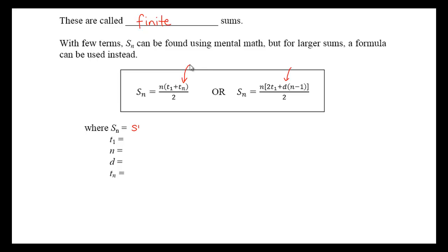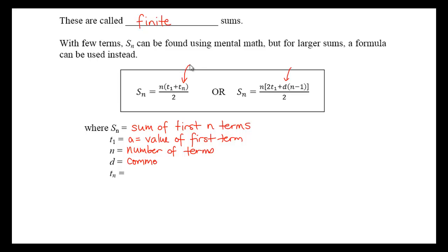So let's break these down now. Sn is the sum of the first n terms. T1, like before, is the same as A, which is the value of the first term. N is the number of terms. D is the common difference between the terms. And Tn is the value of the nth term. Sometimes it can be the last term, but often it's just the value of the nth term.